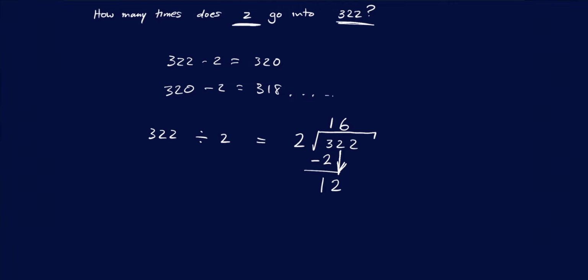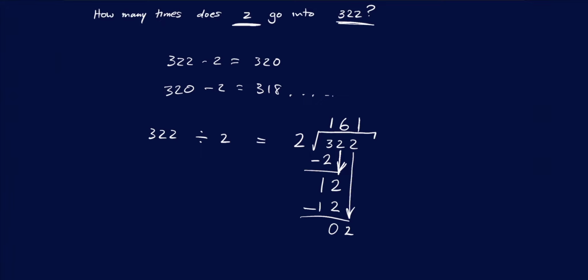So now we're going to multiply the 2 by the 6 to get the number 12. And then we're going to subtract 12 from the 12 above, and we get 0. Now we're going to do the same thing that we did before. We're going to bring down the 2 and then figure out how many times our numerator, 2, goes into 2. And the answer is 2 goes into 2 one time.